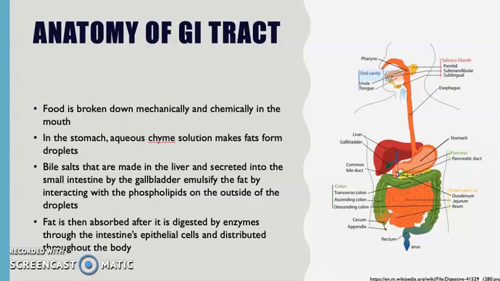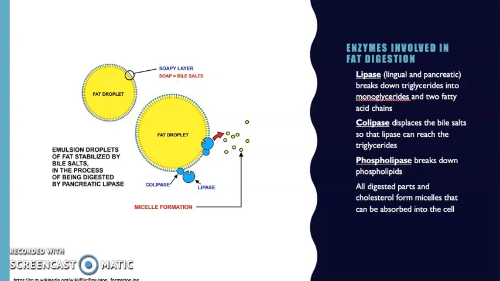Fat is then absorbed after it is digested by the enzymes through the intestine's epithelial cells and distributed throughout the body. As can be seen in this diagram, you can see the bile salts surrounding the fat droplets, making them smaller and increasing the surface area. This is very important for the enzyme action in the small intestine.